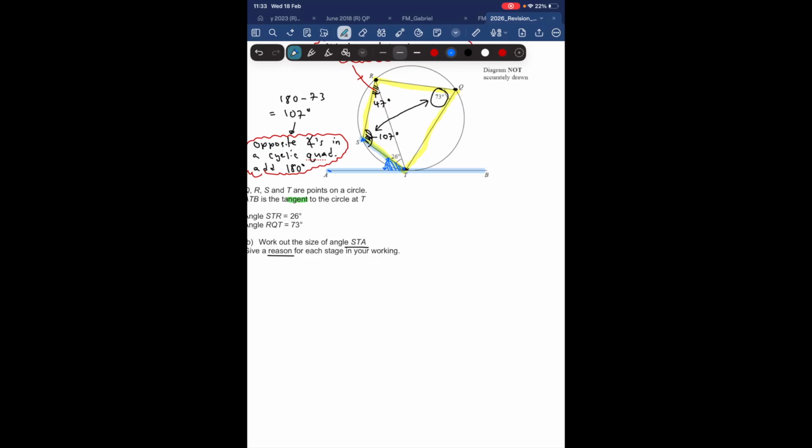Now, if I just make a little diagram of the alternate segment theorem, we've got a circle. Let's say that we've got a chord like that, and let's say that we've got a tangent like that. What we can see is that between the chord and the tangent, we have this angle. So this is the angle here between the chord and the tangent.